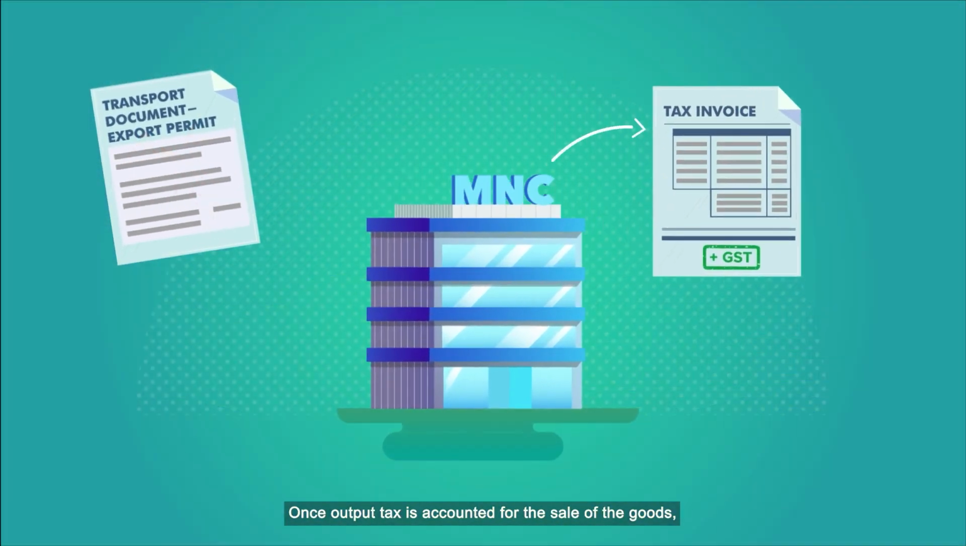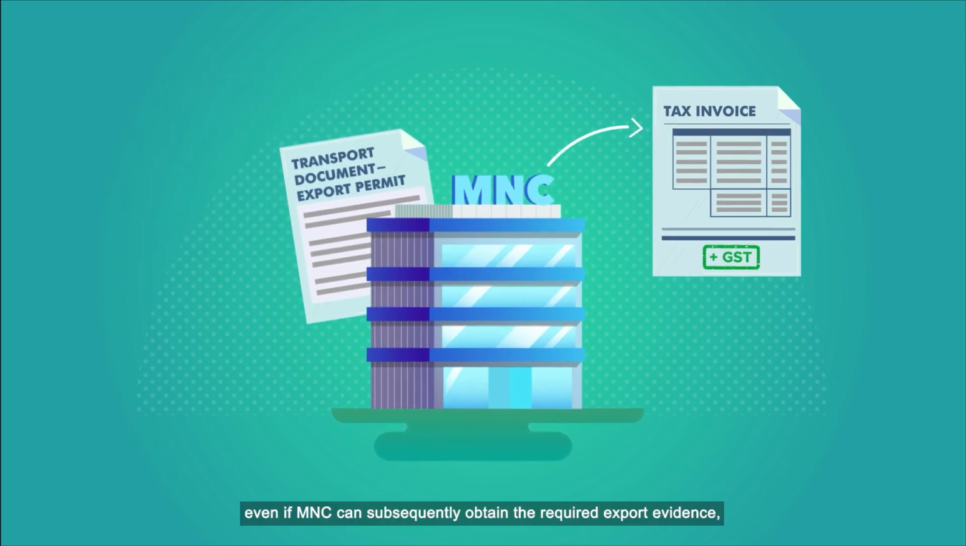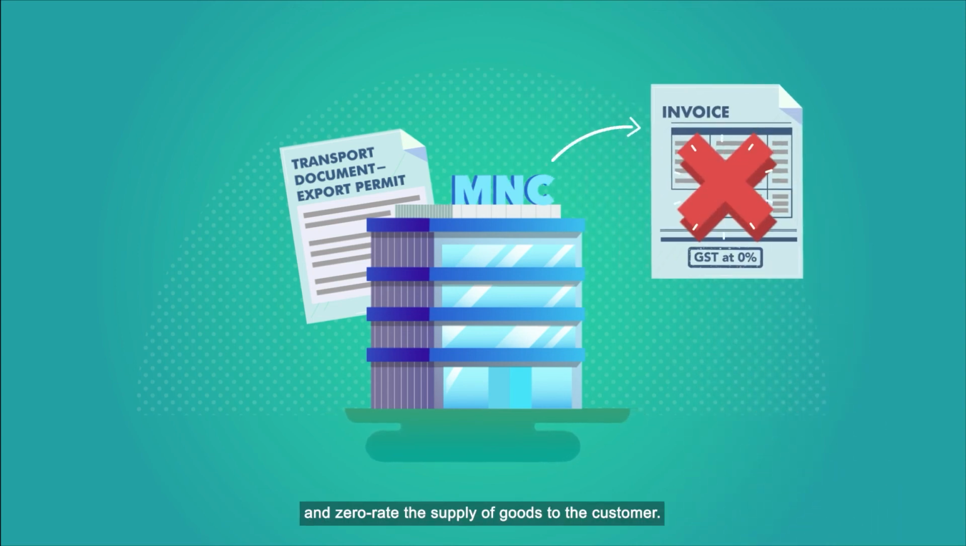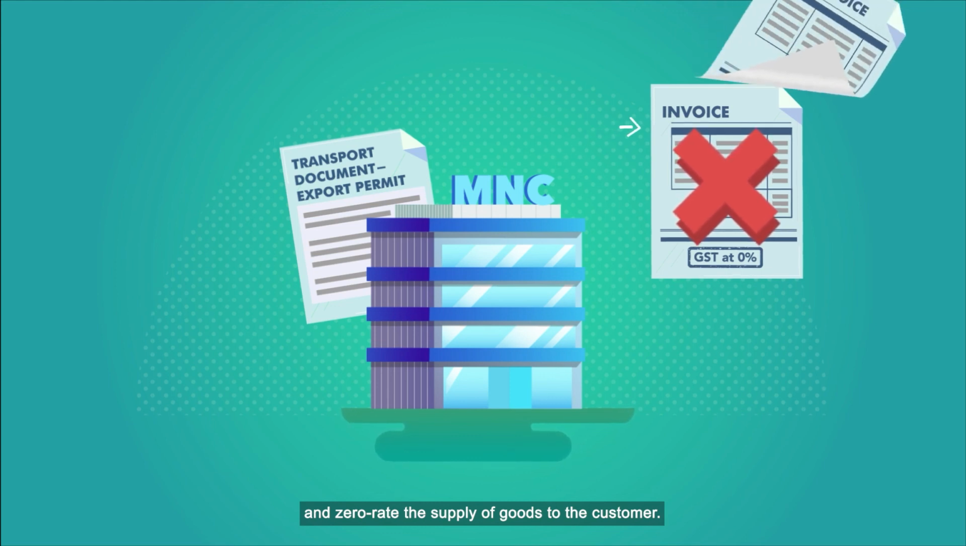Once output tax is accounted for the sale of the goods, even if MNC can subsequently obtain the required export evidence, they cannot nullify the earlier transaction and zero rate the supply of goods to the customer.